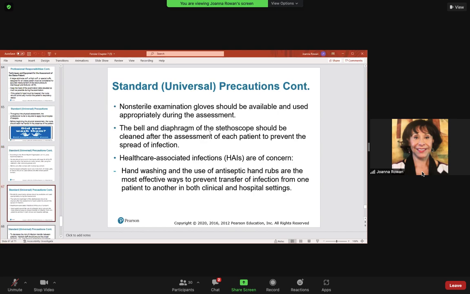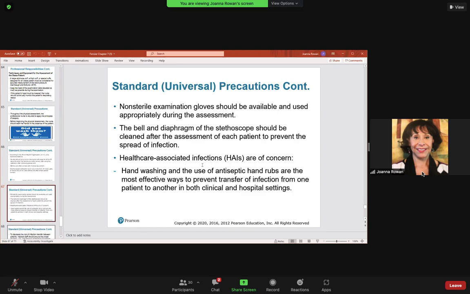Non-sterile examination gloves should be available and used appropriately during the assessment. The bell or diaphragm of the stethoscope should be cleaned after the assessment of each patient to prevent the spread of infection. Because remember, you apply either the bell or the diaphragm of the stethoscope on the patient's skin. So that is the reason after you finish, you have to cleanse your stethoscope.